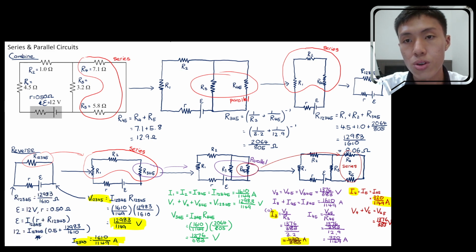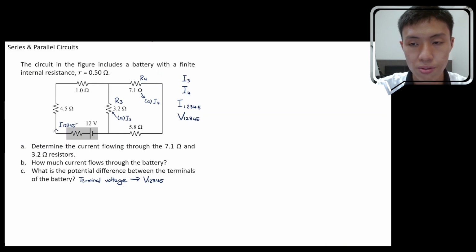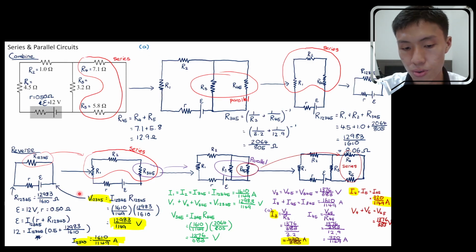Let's try in blue. For question A, if they are interested in 7.1, 7.1 is R4, so that's I4. So for the first question, they're interested in I4, so let's answer them. I4, the value is equal to 320 divided by 1149 ampere.